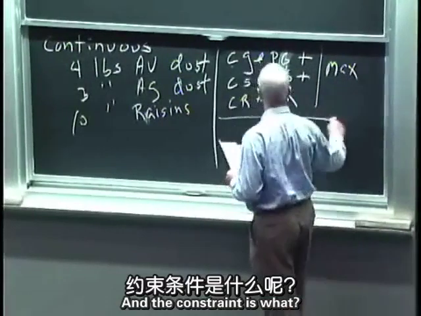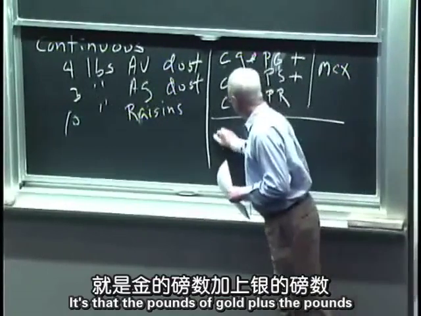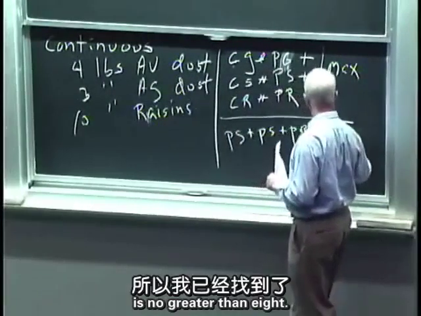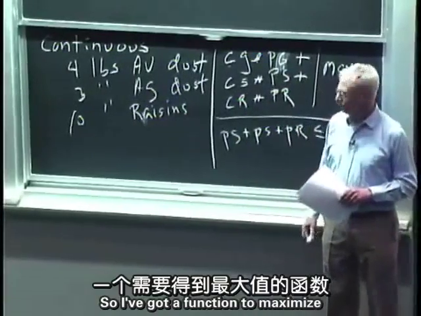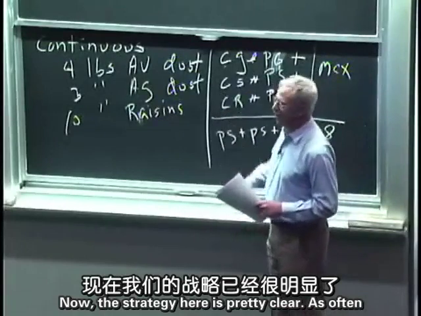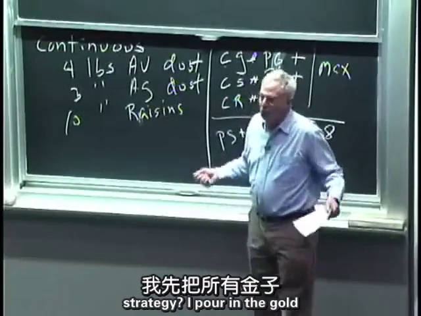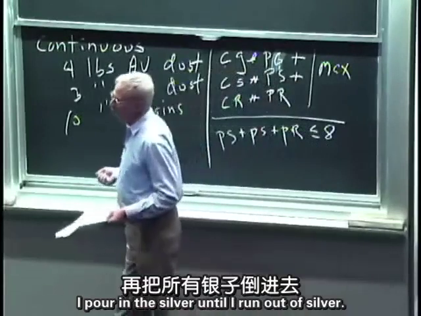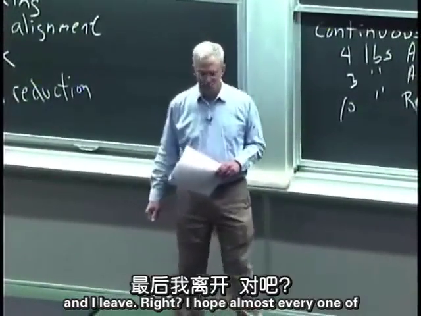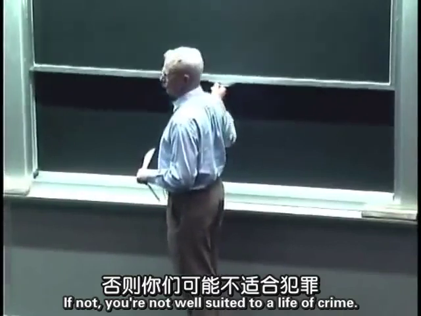And the constraint is what? It's that the pounds of gold plus the pounds of silver plus the pounds of raisins is no greater than 8. So I've got a function to maximize and a constraint that must be obeyed. Now, the strategy here is pretty clear, as it often is for the continuous problem. What's the strategy? I pour in the gold till I run out of gold. I pour in the silver till I run out of silver. And then I take as many raisins as will fit in and I leave. Right? I hope almost every one of you could figure out that was the right strategy. If not, you're not well suited to a life of crime.